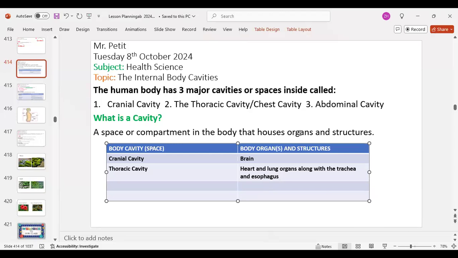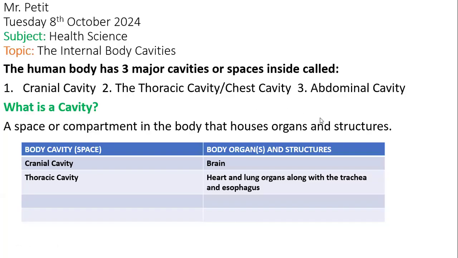Jaden, where's Jaden Brashador? Yeah, sir. What are some structures that are part of the thoracic cavity? The heart, lungs, trachea, and esophagus. Very good.